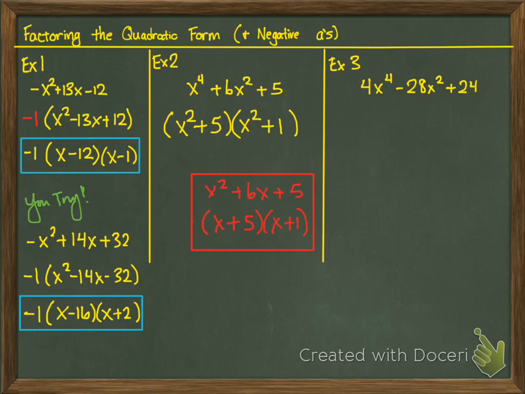So that's why it's called a quadratic form. It's not a quadratic expression or equation, but it is a quadratic form. It's a trinomial. So actually it should be like an advanced trinomial. So let's try the 3rd example.